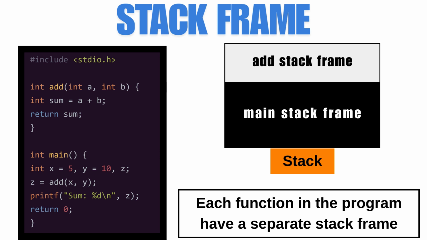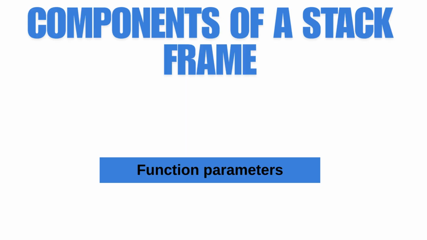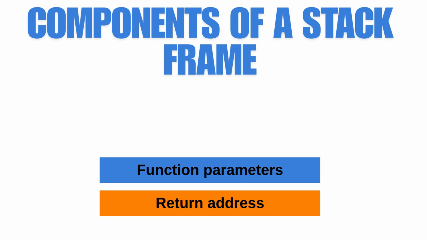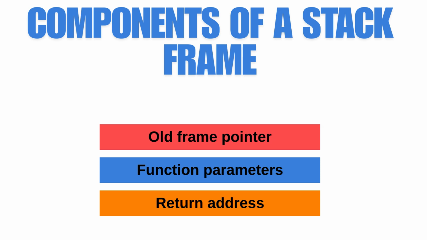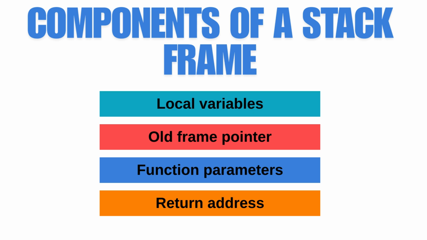A stack frame typically holds 5 elements. Function parameters are the arguments passed to the function. Return address is the memory address to which the program should return after the function completes. An old frame pointer is a fixed pointer that references the calling function's stack frame. Local variables are any variables that are defined within the function itself.